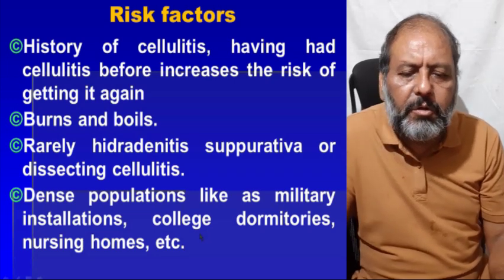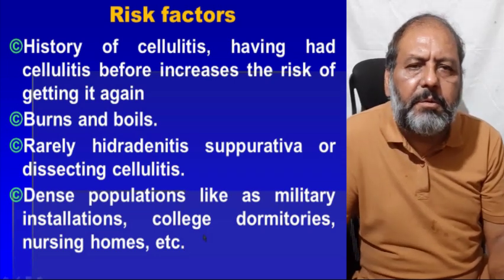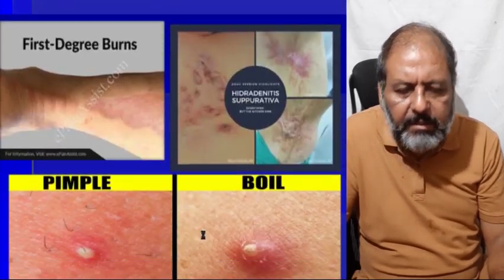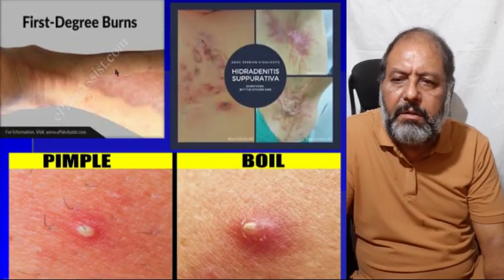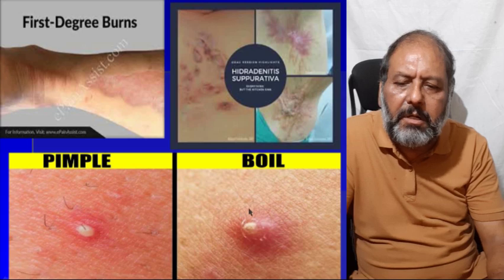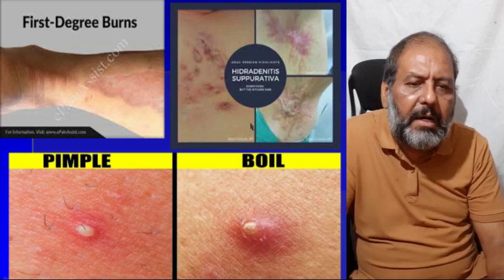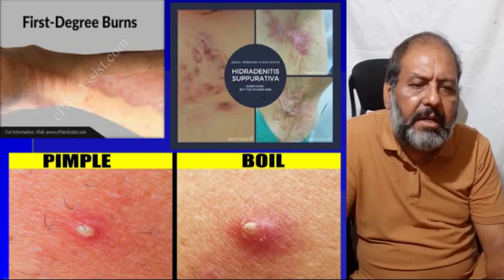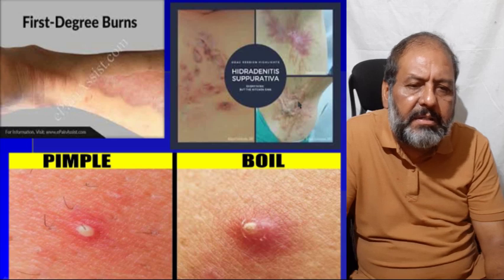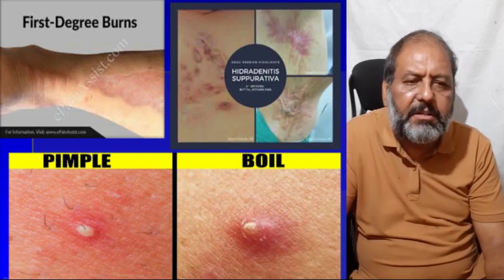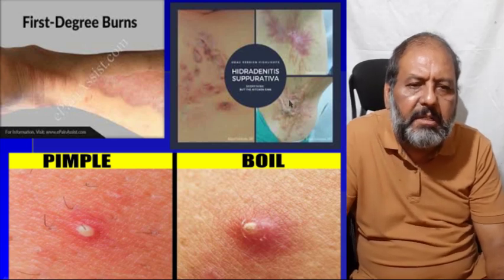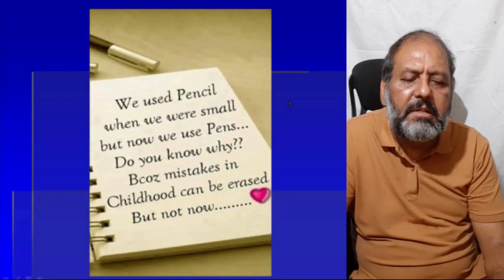there is poor hygiene. These are all predisposing factors for cellulitis. Here one can see the first degree burn, the pimple, the boil, and the hidradenitis suppurativa in the armpit that is also responsible for spreading and leading to cellulitis.